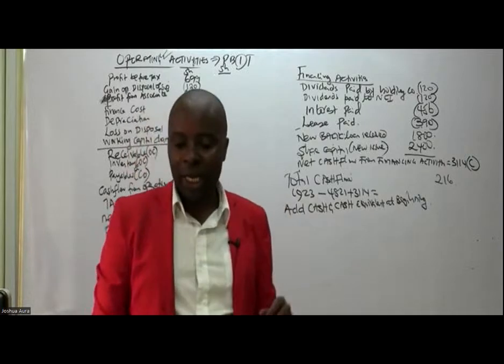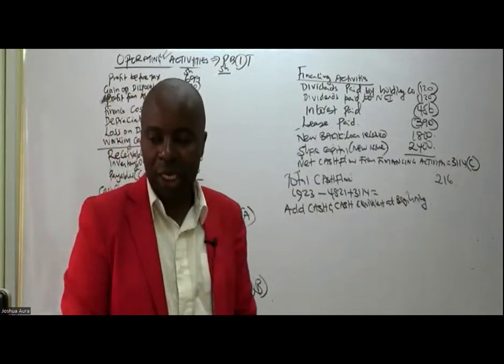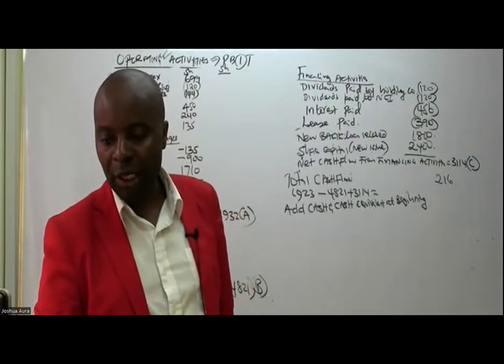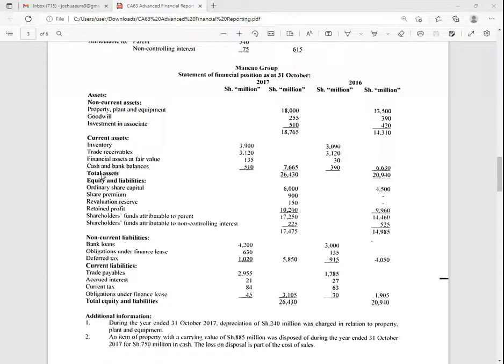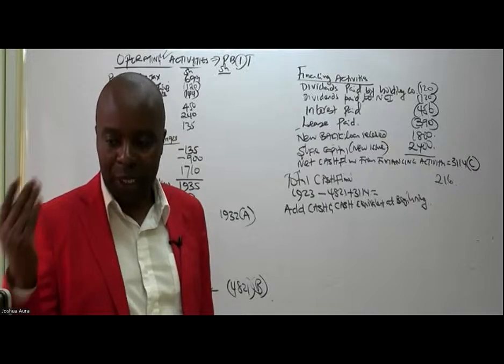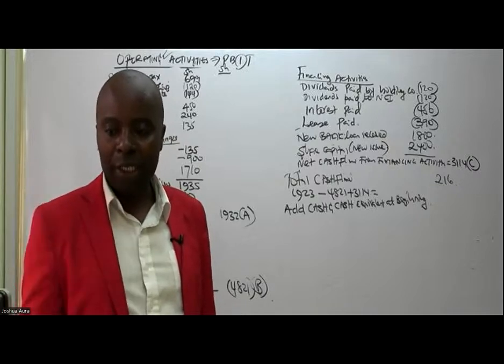So what do we mean by these cash and cash equivalents? It's quite easy. When we talk of cash and cash equivalents, ladies and gentlemen, if you look at your current assets, we have cash and bank balances. Beginning is 390. And then we have financial assets at fair value, those monetary assets like the treasury bills. You can liquidate them anytime.